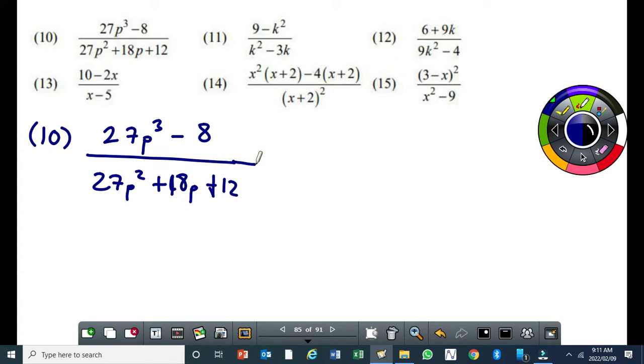All right? Now, the denominator can also be factorized. Okay? So, in order to simplify this, you factorize both the numerator and the denominator. Right? The numerator, it's a difference of 2 cubes. But we need to verify if that's true. Now, 27 is a perfect cube. P cubed obviously is a perfect cube. And 8 is also a perfect cube. So find the cube root of 27, which is 3. The cube root of p cubed is p. Then the cube root of 8 is 2. So that's the binomial factor.